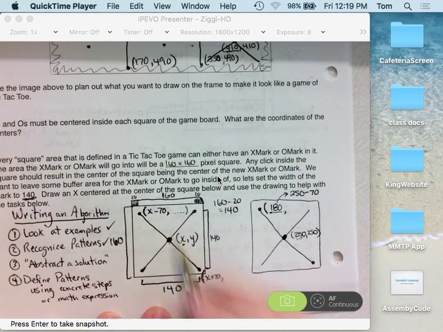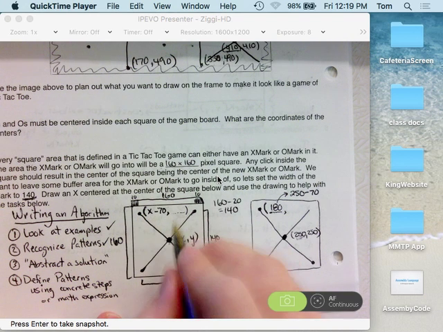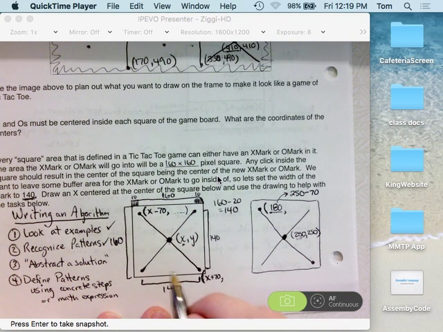So let's go back and think about y now. If this is my y value, and I'm starting here at y, how am I going to go up to this y coordinate up here? What am I going to do to y? Take away 70 again, okay?